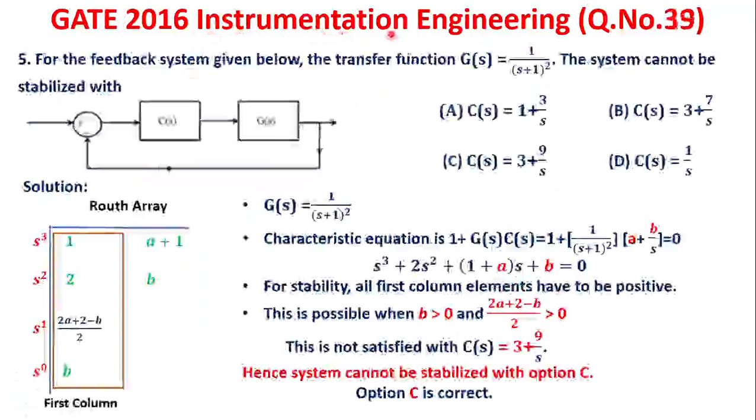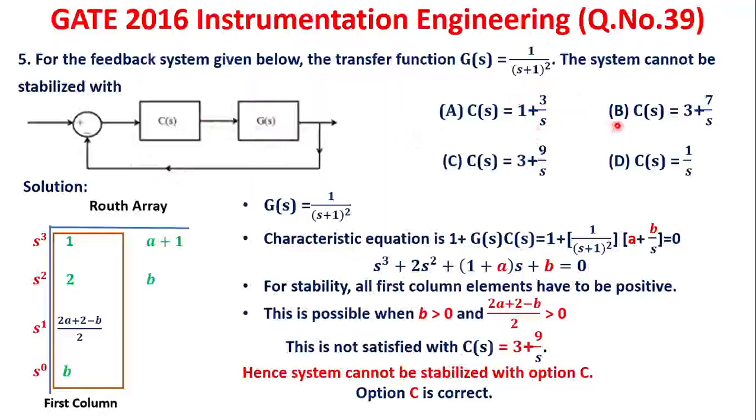It is again taken from instrumentation engineering, question number 39. The transfer function is given, and we should find out which of these options cannot stabilize the system. That is, when you add which particular transfer function here, the system will be unstable. This is like a controller transfer function. These two are the forward part transfer function. These two have to be multiplied into G of s, and 1 plus G of s H of s equals 0. That's all.